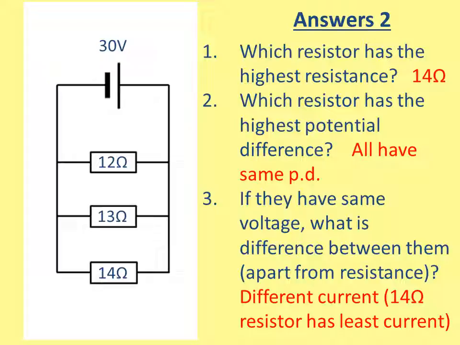Question number 3, if they have the same voltage, what's the difference between them? If they're a different resistor and they all have the same voltage, what's the difference? The answer is that they have a different amount of current flowing through them. And the 14 ohm resistor will have the least current, and the 12 ohm resistor will have the most current. If you're unsure about why this is, look at the video called the Great Resistance Analogy, and it will try and explain that resistance tries to oppose the motion of the current, and therefore less current will flow through a higher resistance.